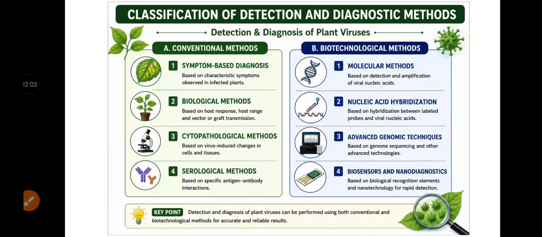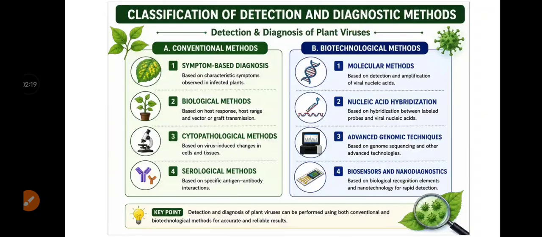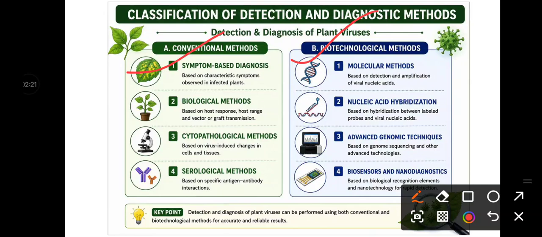Next, the classification of detection and diagnosis methods. These methods are broadly classified into two major groups. The first one is the conventional method and the second one is the biotechnological method. The conventional method includes, first, symptom-based diagnosis. Based on the characteristic symptom, we can predict that a particular virus may be associated with that particular plant.